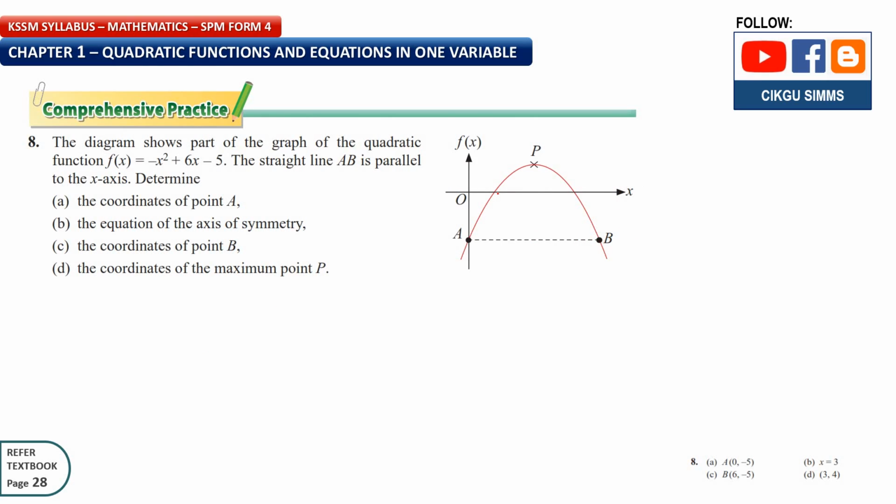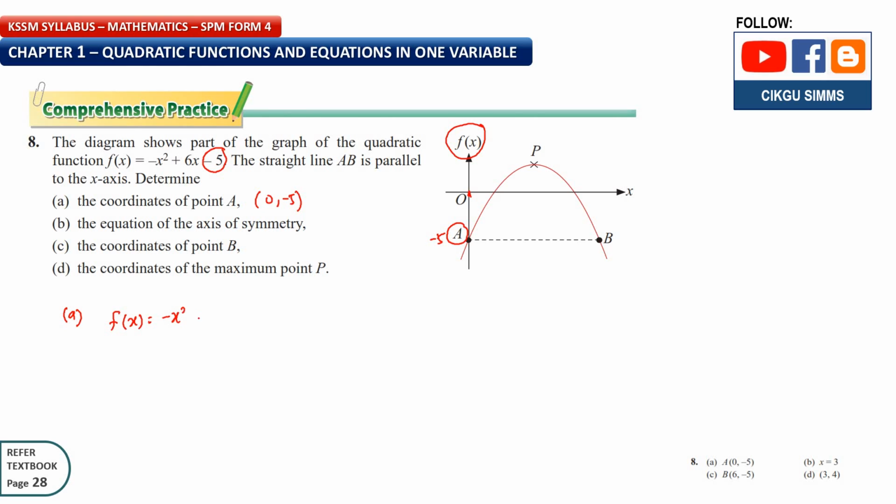Question 8. The diagram shows part of the graph of this quadratic function, and the straight line AB is parallel to the x-axis. Determine the coordinates of A. You know that A is the y-intercept, where this quadratic graph passes through the y-axis. So is this value negative 5? So this is negative 5, and the value of x is 0. So (0, negative 5). You can also do the working.